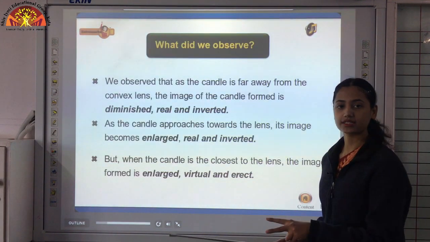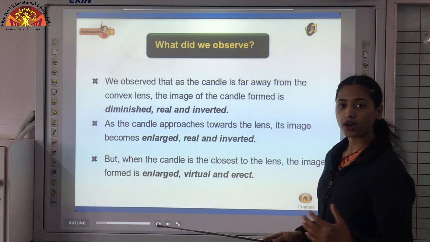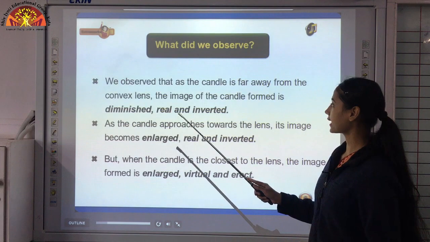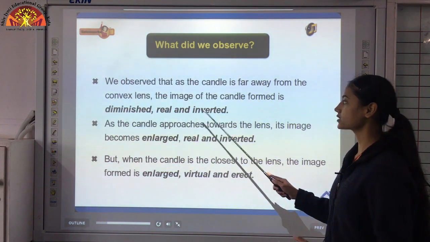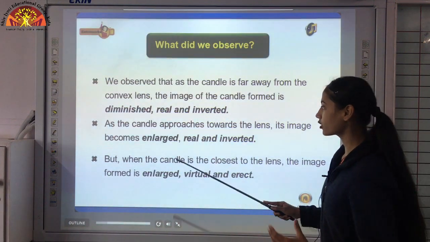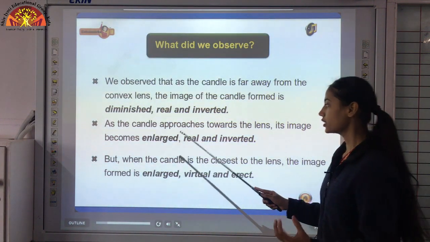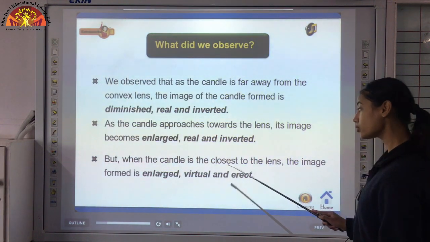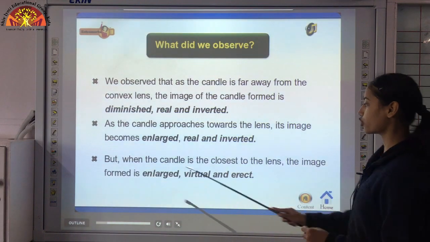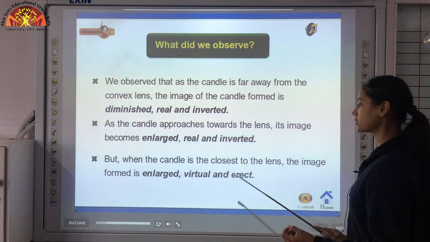So by this activity, what did we observe? We saw that when the candle was far away, the image of the candle was diminished, that means smaller in size, real and inverted. But as we brought the candle closer to the lens, the image becomes enlarged, real and inverted. But when the candle is the closest to the lens, the image formed is enlarged, that means very bigger in size, virtual and erect.